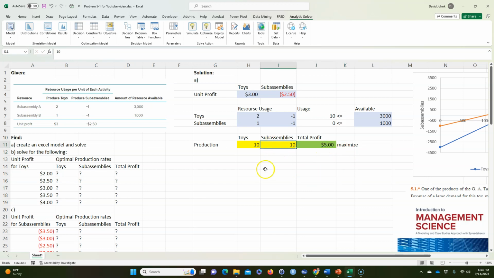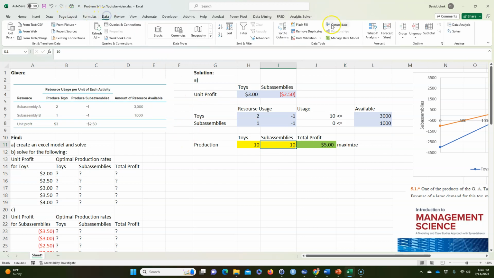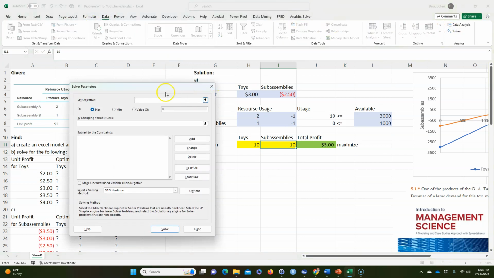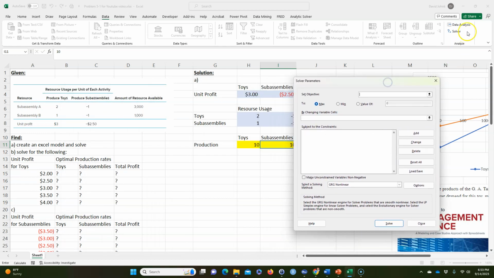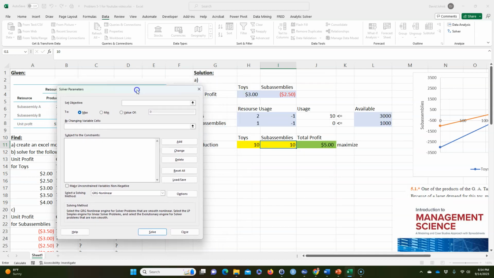So the way we would do that is we could go to Data and then go to Solver. Now, Solver is in your Excel, so if you don't have Solver up here, you just need to turn it on. You can Google how to turn on Solver in Excel. It's pretty easy to do. It's already installed and you just have to turn it on. So we're going to set my objective as this profit here, and I want to maximize it by changing these two variables right here.